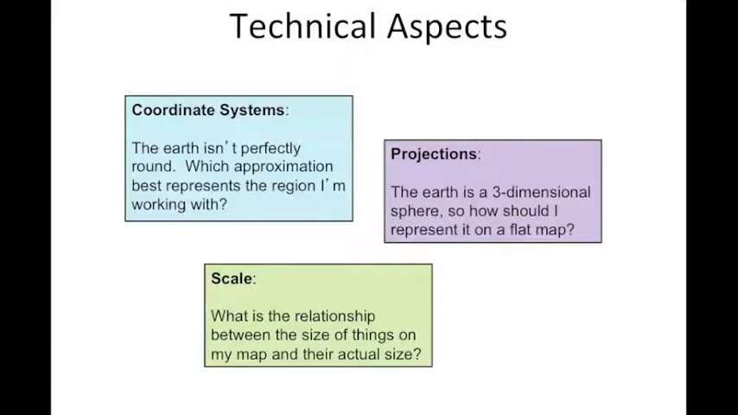Projections deal with the fact that the Earth is a globe, but sometimes we need to print it on a flat map. And so how do we transform it? It's like trying to unpeel an orange and lay out the peel flat, basically. What do we do to make it display on a flat surface?